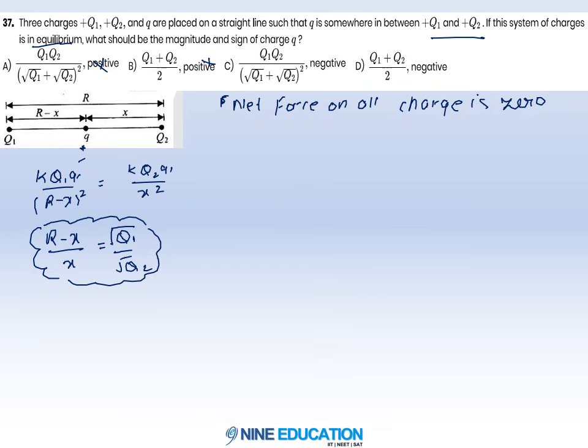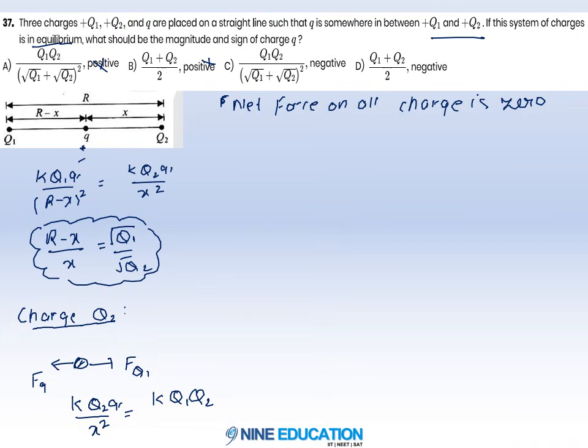Now apply the equilibrium condition on charge Q2. So how many forces are acting on Q2? One is the attraction force due to Q and the second is the repulsive force due to Q1, and these two must be equal and opposite. So K Q2 Q upon X square is equal to K Q1 Q2 upon R square.